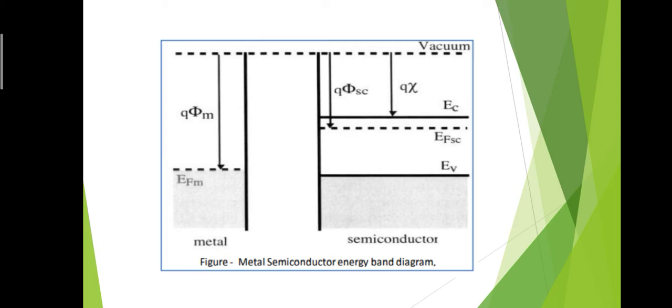So EFC is the Fermi energy level of the semiconductor, and we also discussed the electron affinity in our previous video, that is Q chi, which is the energy difference between the conduction band of the semiconductor and the vacuum level. Q phi sc is the work function of the semiconductor, again the energy difference between the vacuum level and the Fermi energy of the semiconductor. So this is the band diagram of the metal and semiconductor.